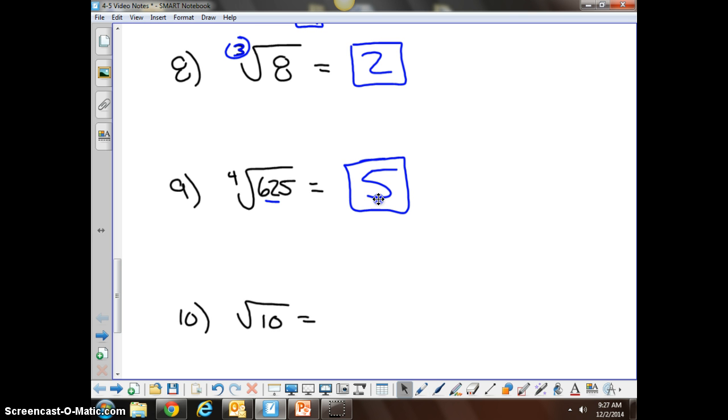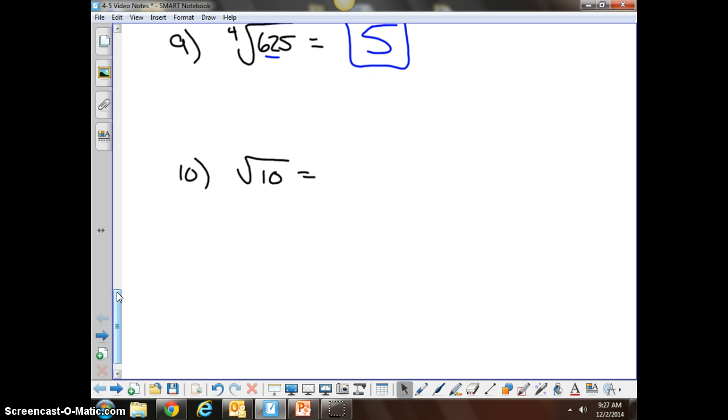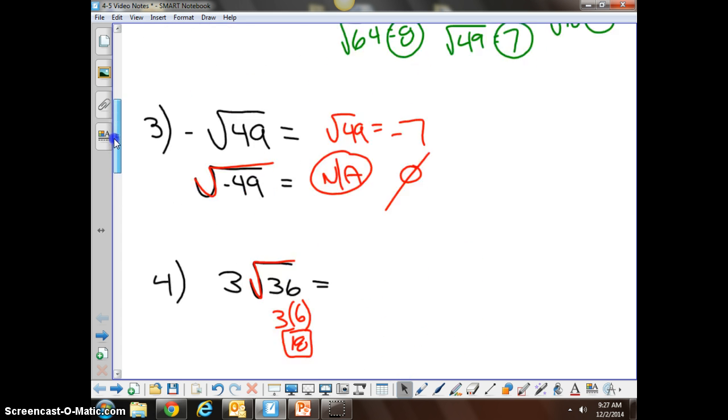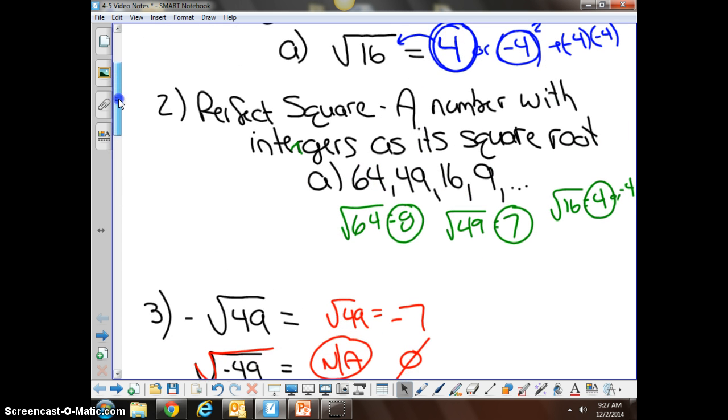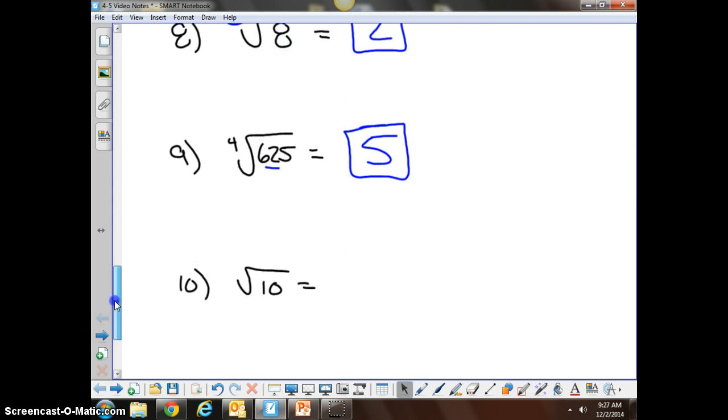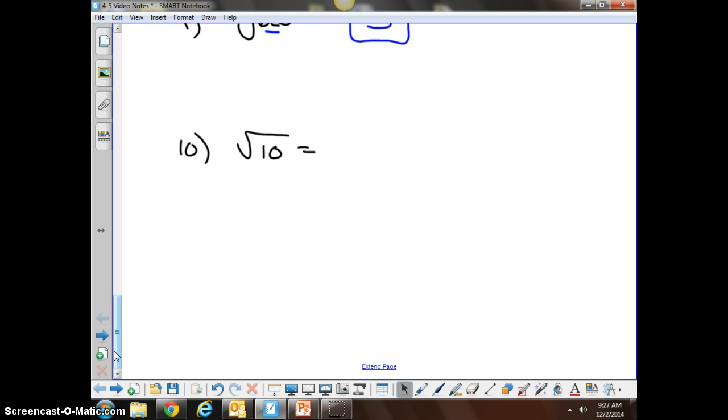Last one, number 10. If you get a situation like this in which you have the square root of a non-perfect square, as you see in number 2 here, but this is a non-perfect square because you know in your heart of hearts that that 10 does not have a nice whole number answer as its square root. So in a problem like this, if you don't have a perfect square, you're going to express it as a decimal, rounded to the nearest hundredth unless told otherwise.